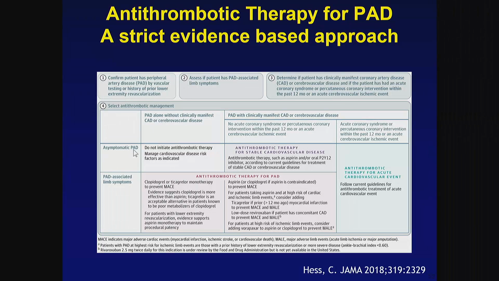And so patients who are asymptomatic as far as peripheral artery disease is concerned, that is no claudication and no critical limb ischemia despite an abnormal ABI, and those who do not have any underlying coronary or cerebrovascular disease, based on the data I described earlier, they may not qualify for any antithrombotic therapy.